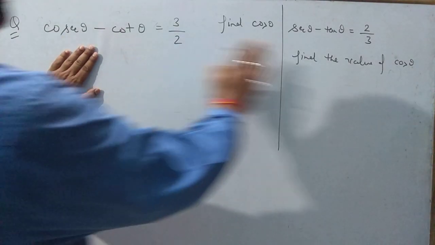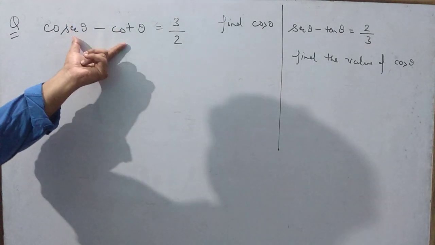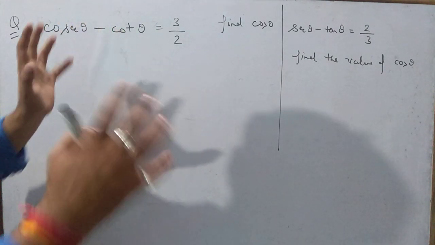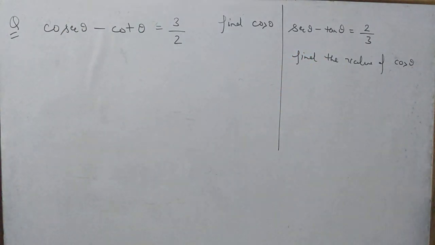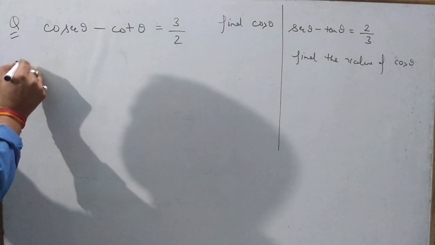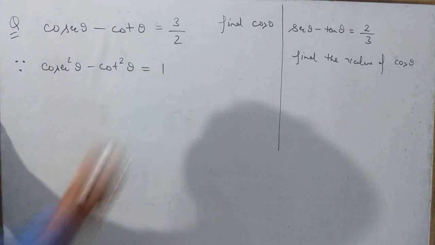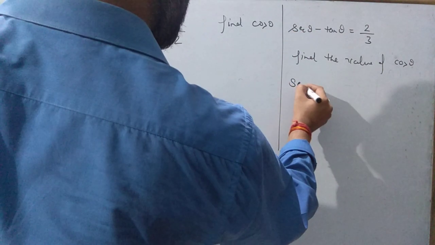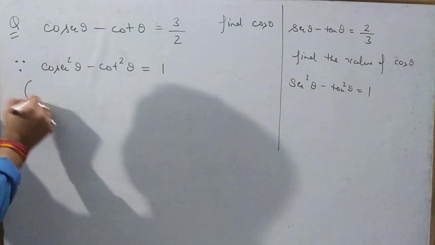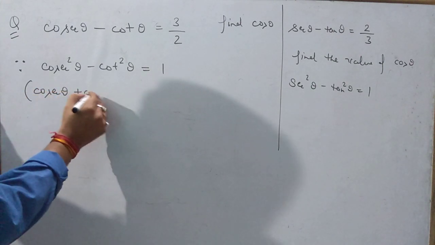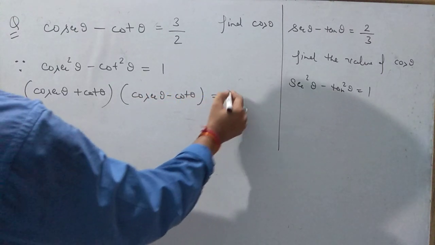The concept of this question and that question are the same. If you see this question very carefully, cosec and cot are connected by a trigonometric identity. Similarly, sec and tan are also connected by a trigonometric identity. We know that cosec square theta minus cot square theta is 1. Similarly, sec square theta minus tan square theta is 1. This can be written in two ways: (cosec theta plus cot theta) and in the second bracket (cosec theta minus cot theta) is equal to 1.